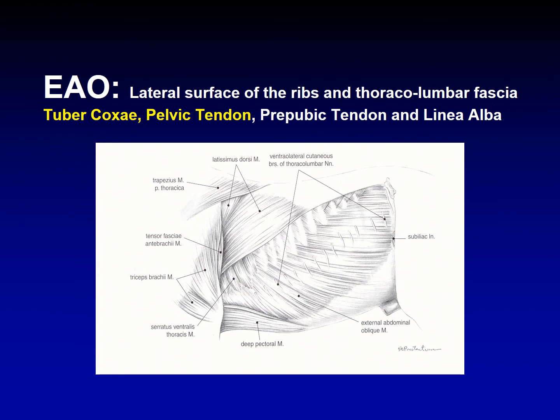The external abdominal oblique originates from the lateral surface of the ribs and the thoraco-lumbar fascia. It inserts in 4 different areas: the Tuber Coxae, 1; the pelvic tendon, which we'll see in a second when we open the wall of the abdominal cavity; the prepubic tendon; and also the linea alba. So the external abdominal oblique inserts in 4 places: Tuber Coxae, pelvic tendon, prepubic tendon, and linea alba.